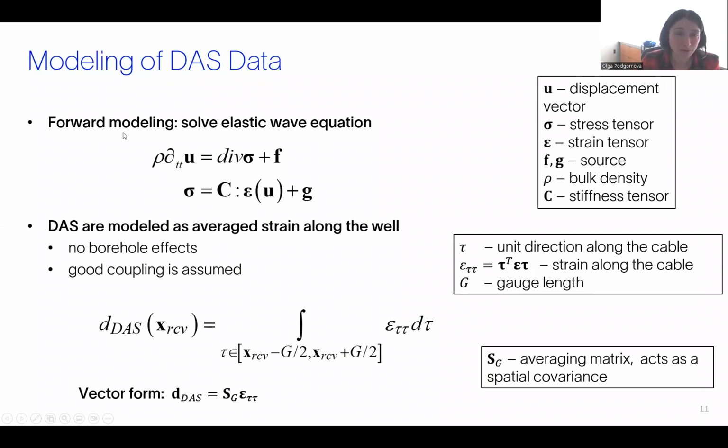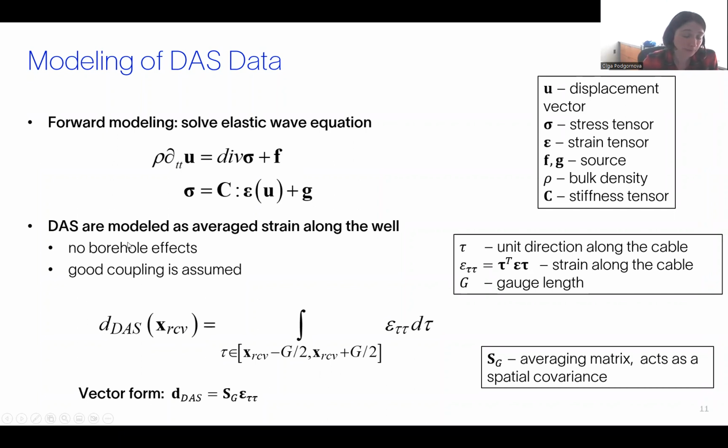So we work with the elastic wave equation. Here is the elastic wave equation. We have a displacement field, stress and strains, and our model is in these two parameters: a density and a stiffness tensor, which depends on compressional and shear velocities, density, and also anisotropy parameters. And we have source terms, F and G. They are split just to have a more convenient notation for seismic people.